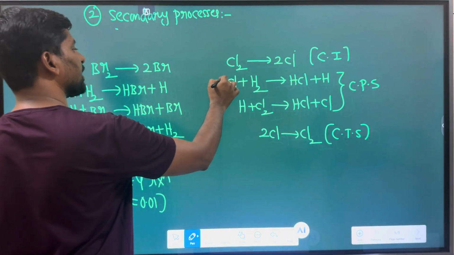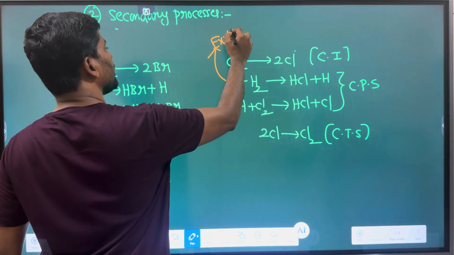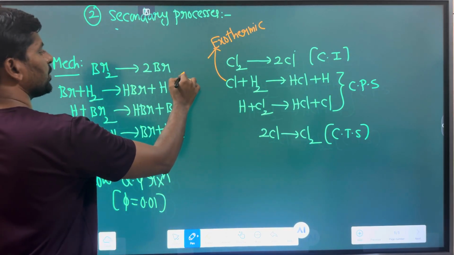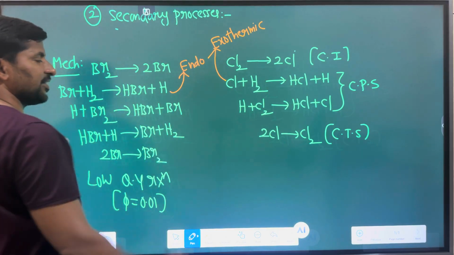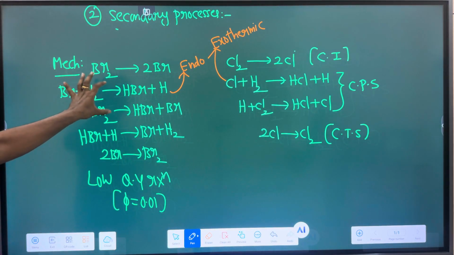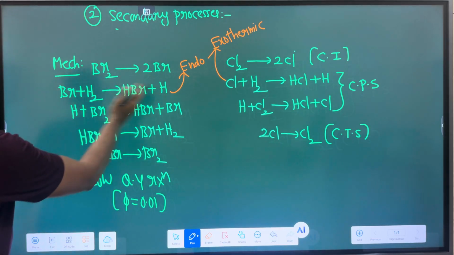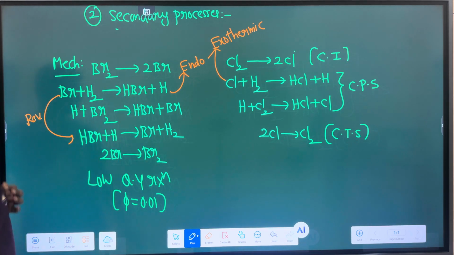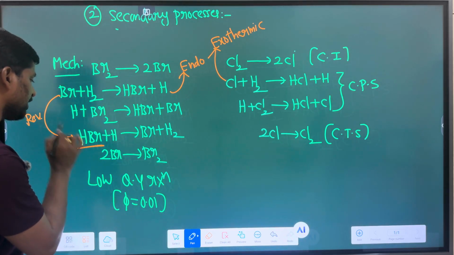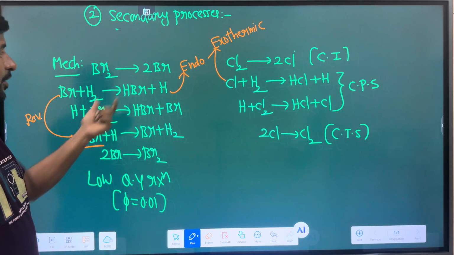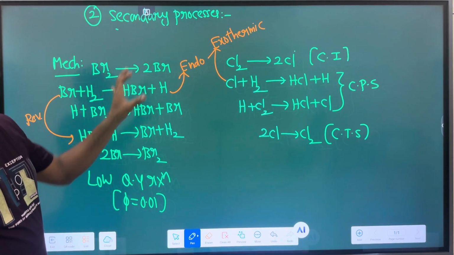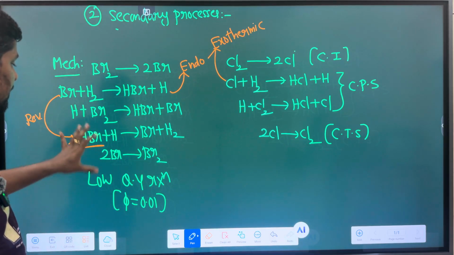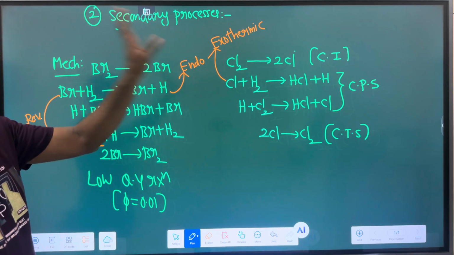Observe here, the second step is exothermic, but in this case the second step is endothermic, and as it is endothermic, it occurs slowly. And the reverse of the second step is exothermic, so the reverse step also occurs, where HBr is destroyed. The HBr amount decreases and the product amount decreases, because the product is consumed in the reaction, and that's why here we get less quantum yield, and there we get more quantum yield.